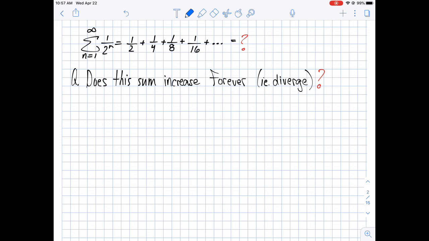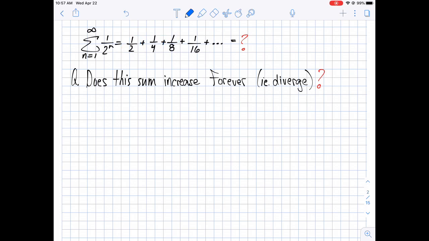We're going to look at this series in a few different ways, but the first way that I want to examine it is just intuitively. If I look at adding up all of these terms, 1/2 plus 1 over 4 plus 1 over 8, what's going to happen to this summation?